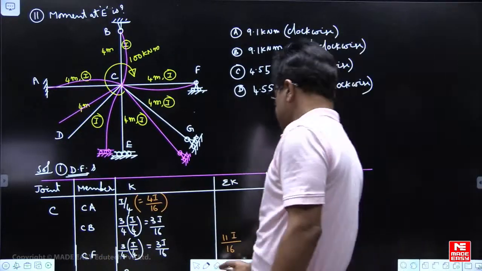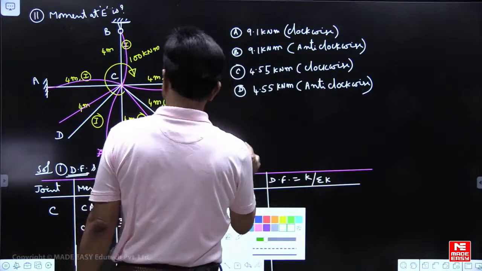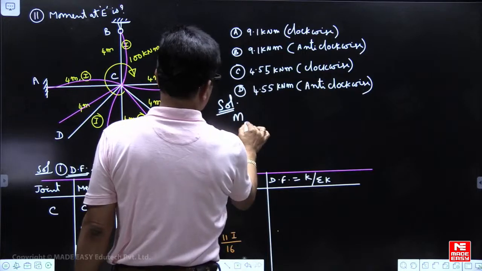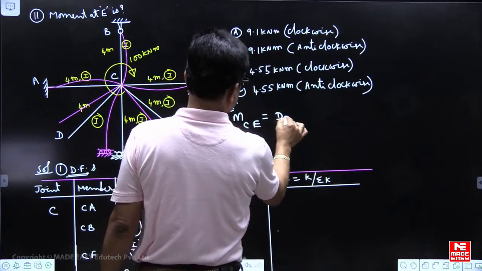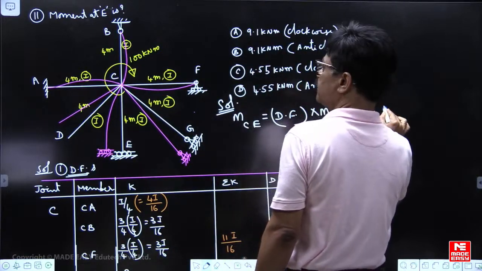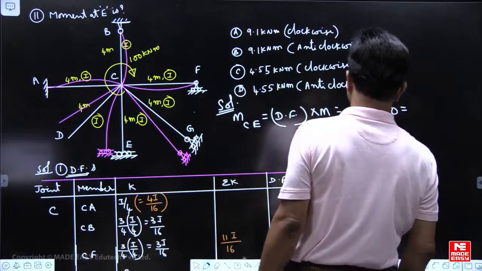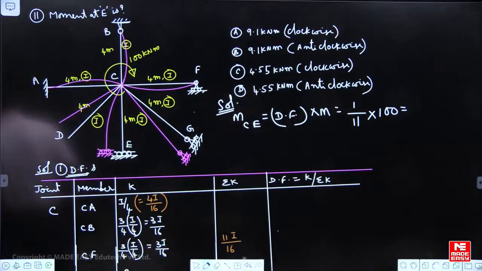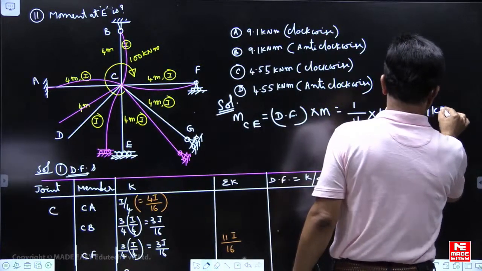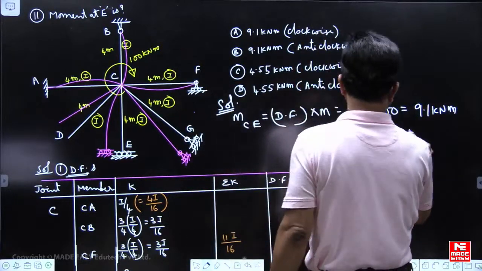So once the distribution factor is known to us, moment at C, this is our solution. Moment at C for the member CE, distribution factor into M, 1 by 11 into 100, you will get around 9.09. 9.09 means 9.1. 9.1 kilonewton meter clockwise.